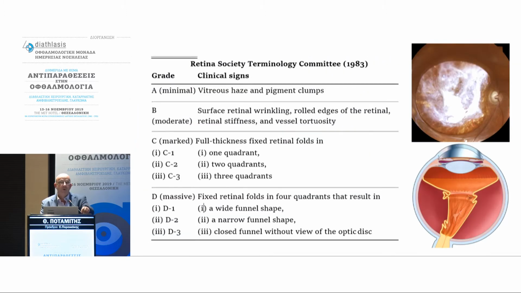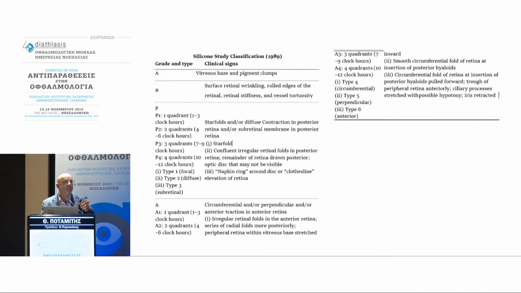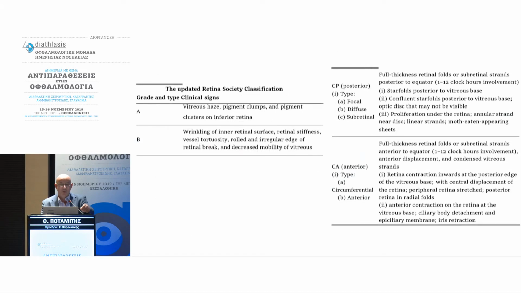Now, it was first classified in 1983, and that classification was deemed too simple because it wasn't descriptive enough. It was reclassified in 1989, and that classification was too complex because it gave you too much information. Finally, we ended up with a classification which was modified by Machemer in the early 90s. And it's very important to have a classification if we're going to do research work and communicate between us what we're talking about.